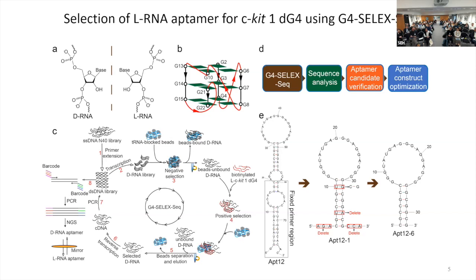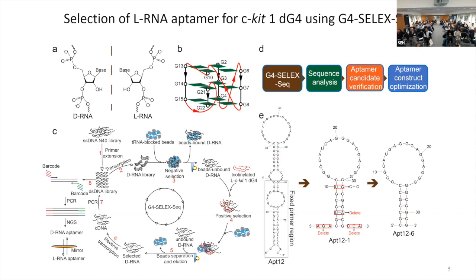So now we can see the aptamer. I selected some candidates and tested the binding, and finally aptamer 12 provides the strongest binding. So this sequence was selected for further investigation. The first step is to remove the fixed primer region, because the fixed primer region is used for amplification in the selection process. It's not responsible for binding. So we remove this and get the N40 sequence, the aptamer 12.1.